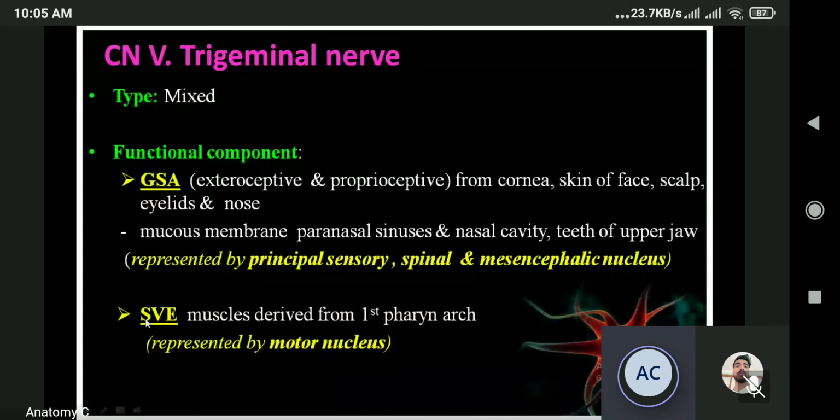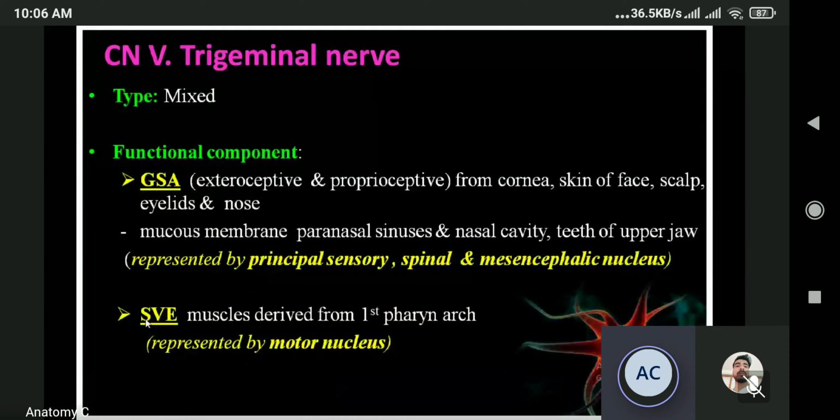The facial nerve, because of the second pharyngeal arch, then the glossopharyngeal nerve, that is the third pharyngeal arch, then we have the fourth and sixth, that is the vagus. Those will have the same functional component.